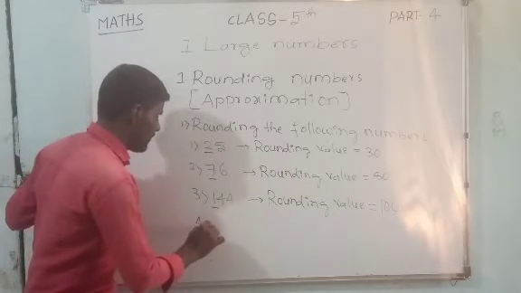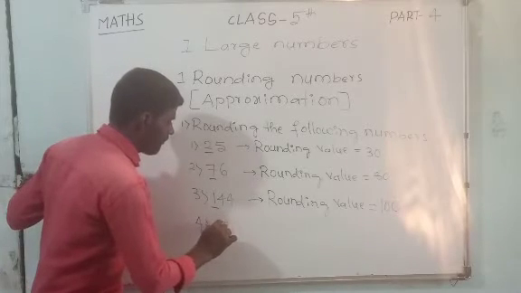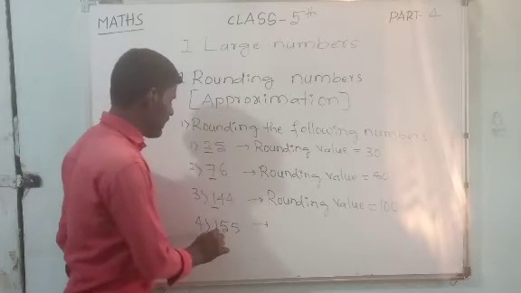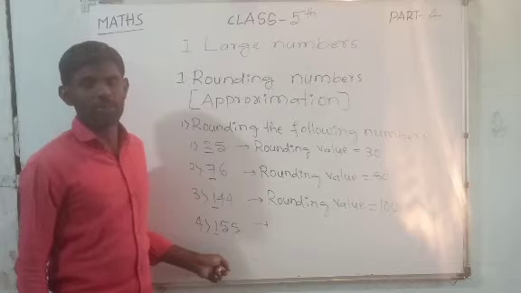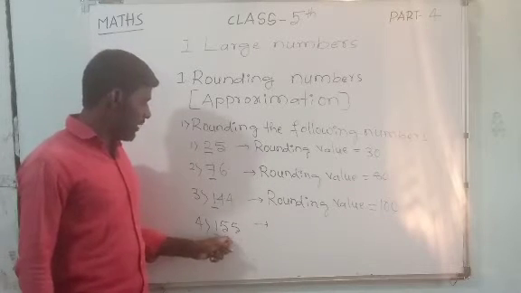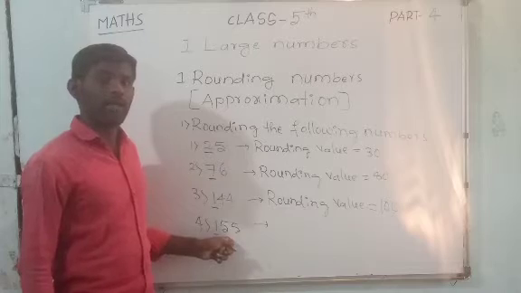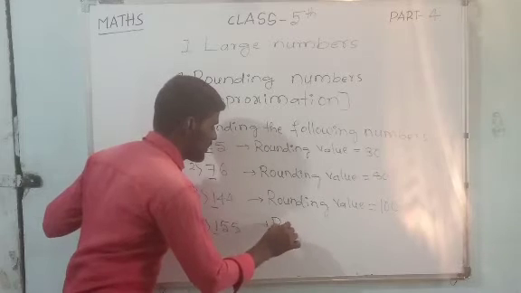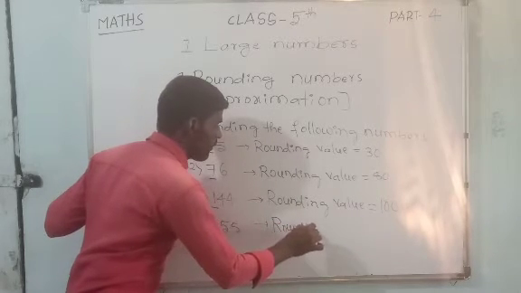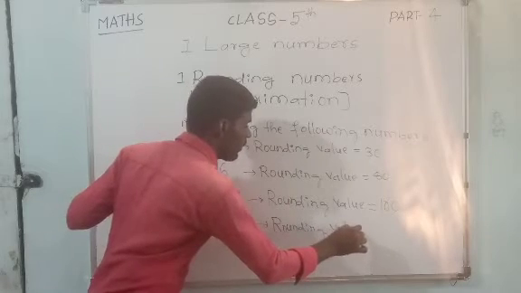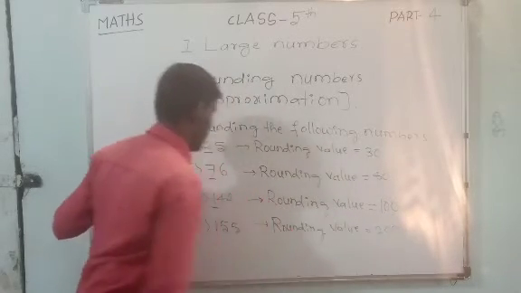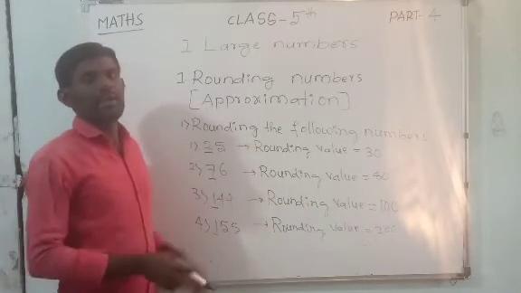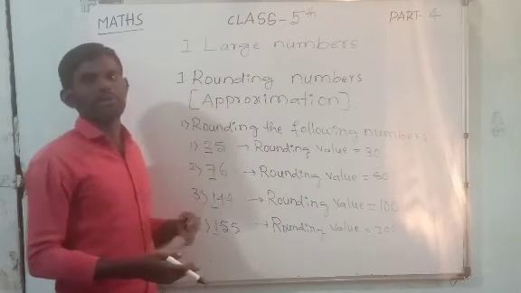Example 4, my dear children. Suppose 155. If they underline the 100 place digit, here the number present in the 10th place is 5. Okay, now we can increase one value to the 100 place digit. That is the rounding value, that is 200. Here if I add one value to the 100 place number, that will become 200. I think this is understood. A few more examples I want to explain.